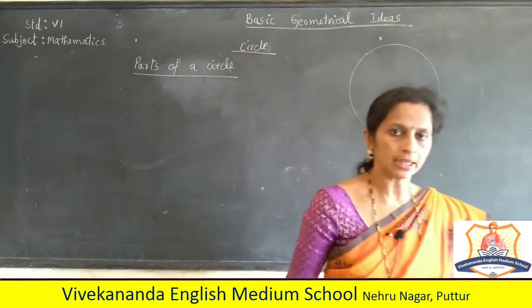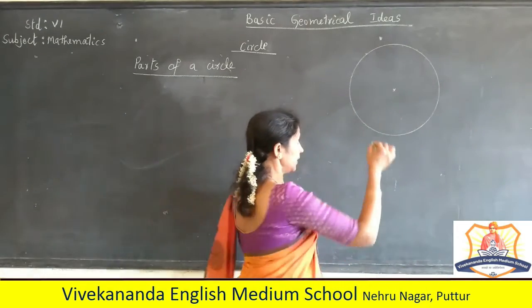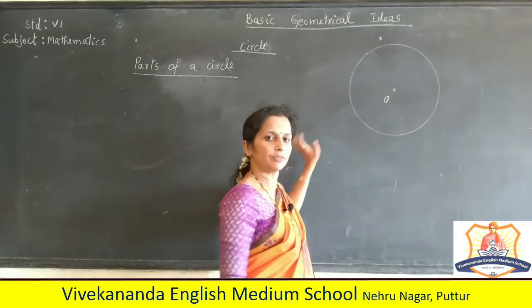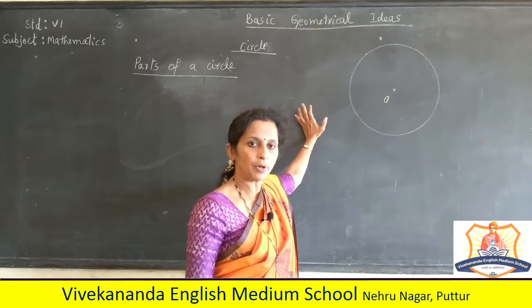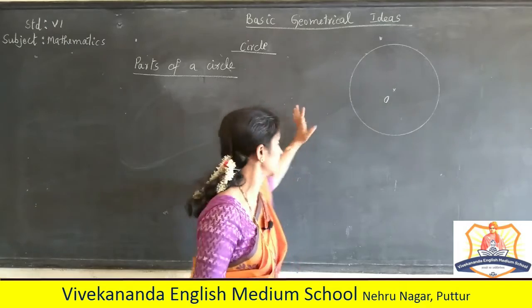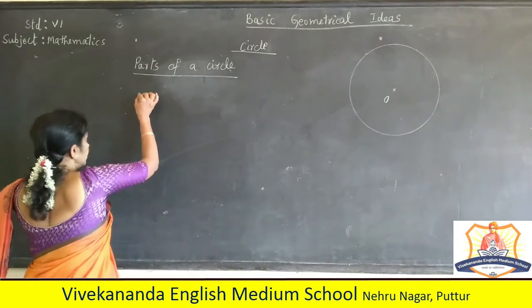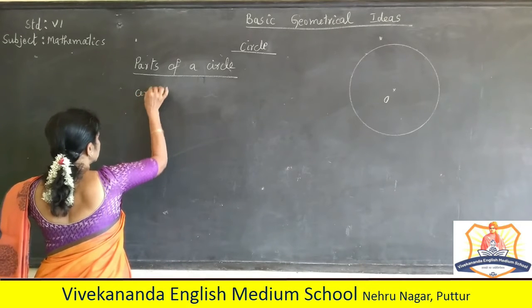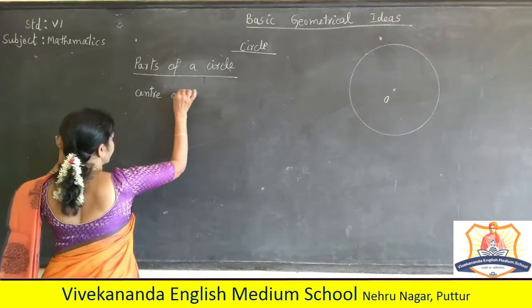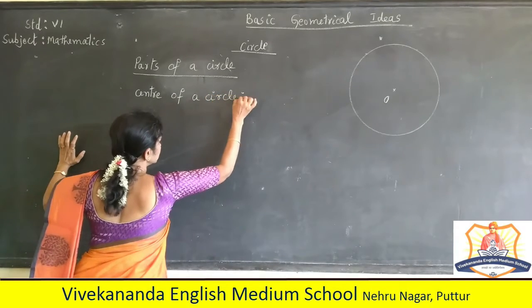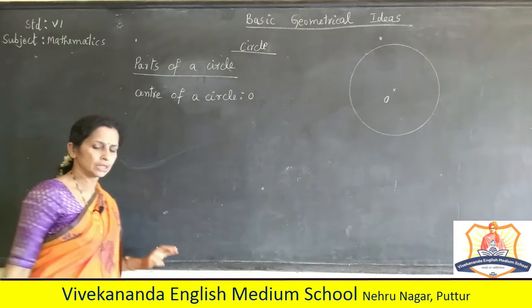Now we mark this fixed point as O, and what do we call the fixed point? The fixed point is the center of the circle. So which part is it? It is the center of a circle. Here the center of the circle is O.